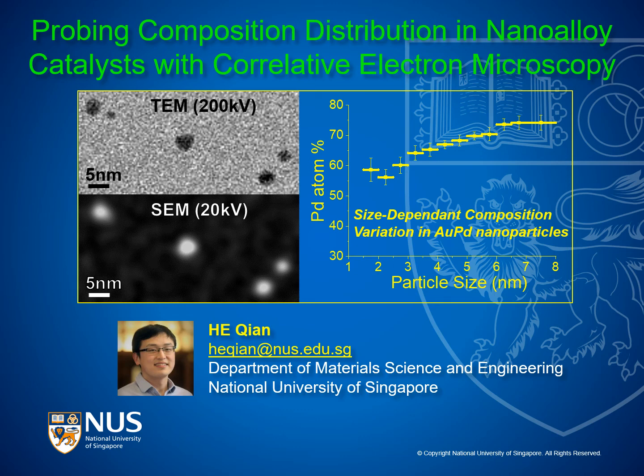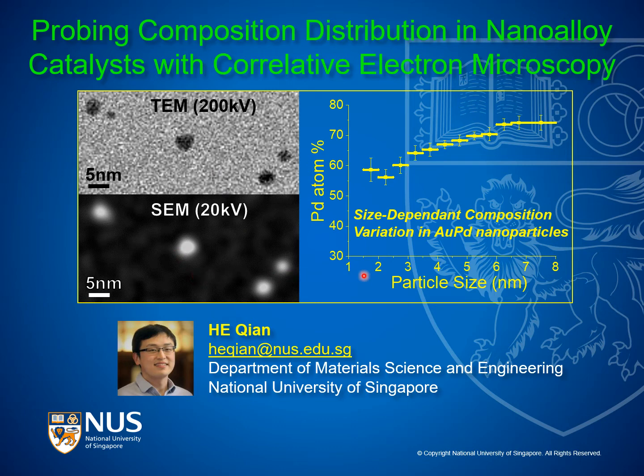My name is He Qian and I'm an assistant professor at the National University of Singapore. Today I'm going to talk about studying the compositions of individual alloy nanoparticles, also known as nanoalloys, using a correlative electron microscopy approach. Basically, we use a TEM to image the nanoparticles and measure their size, and then use an SEM to analyze the composition of the same individual nanoparticles.